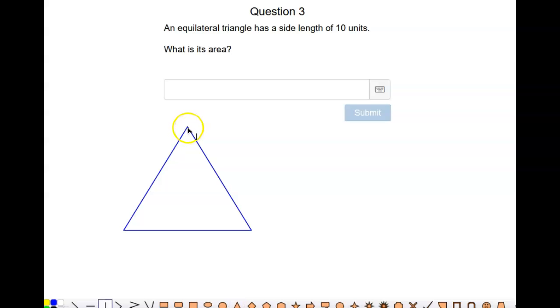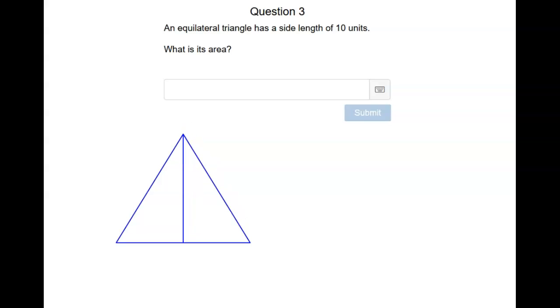All right, so now we're going to take this equilateral triangle, and in order to know the area, we have to know the height, because if you remember, the area of a triangle is found by area is equal to base times height divided by 2, or area is equal to 1/2 times the base times the height. And of course this can be multiplied in any order because multiplication is commutative.